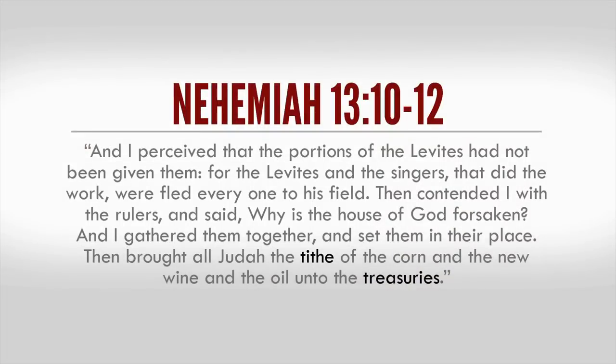Nehemiah records, "And I perceived that the portions of the Levites had not been given them, for the Levites and the singers that did the work were fled every one to his field. Then contended I with the rulers and said, Why is the house of God forsaken? And I gathered them together and set them in their place. Then brought all Judah the tithe of the corn and the new wine and the oil unto the treasuries." Nehemiah 13, verses 10 through 12.